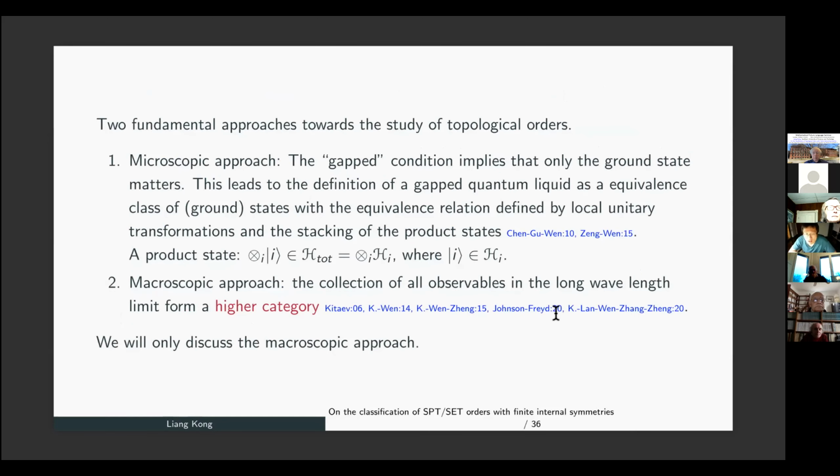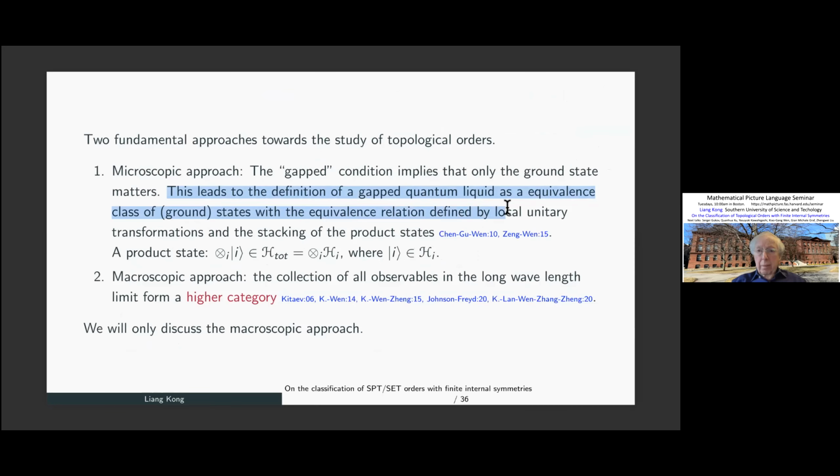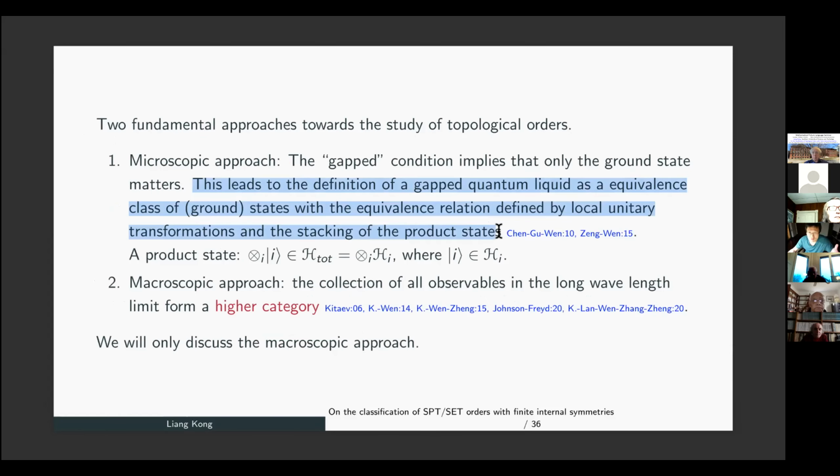Okay, so there are two fundamental approaches towards the study of topological orders. One is the microscopic approach. Since there is a gapped condition, it's a gapped quantum phase. So at zero temperature, the only thing that matters is the ground state. This leads to a natural definition of the gapped quantum liquid as an equivalence class of the ground state, with the equivalence relation defined by local unitary transformations and the stacking of product states. Okay, that's the microscopic approach.